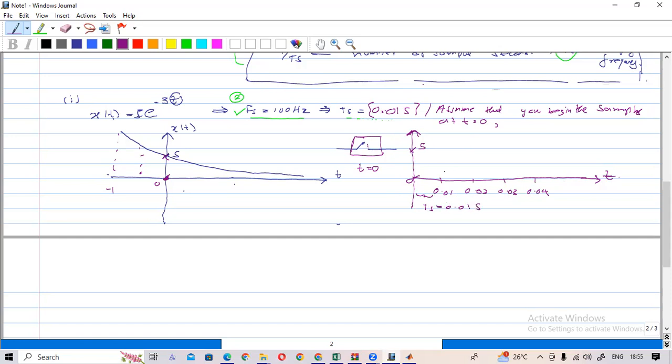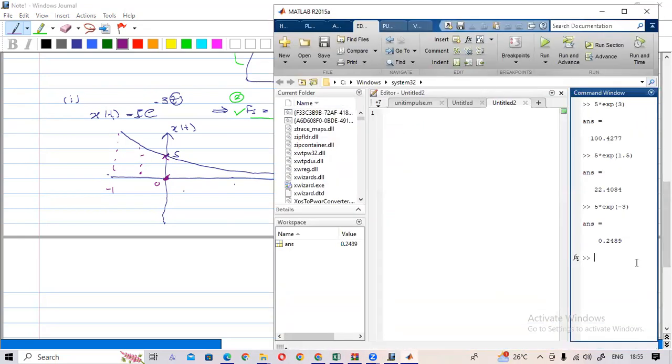So you are getting samples. At 0.01, you are getting a sample. So what is that value? To find that value, you need this graph. When t is equal to 0.01 second, what is your value? The x(0.01) value will be 5 e to the power minus 3 times 0.01. Using MATLAB or a calculator, you can find this value. So the value will be 4.85.